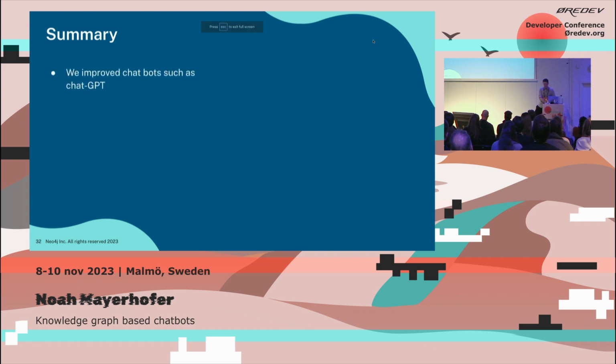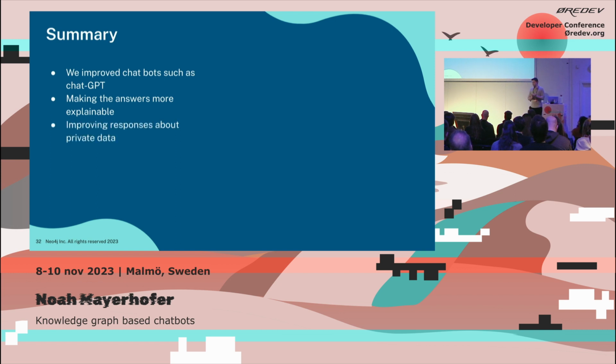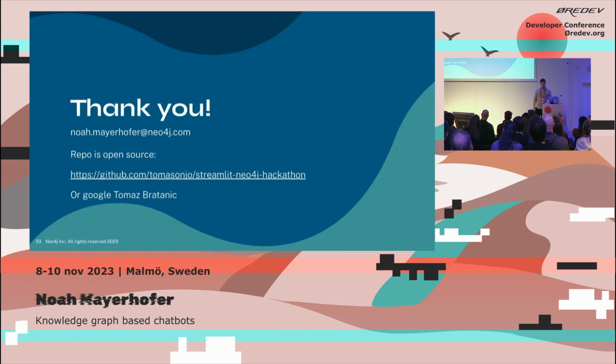So to summarize, we improved chatbots such as ChatGPT. We made the answers more explainable since we provide what data we give the chatbot. It doesn't come up with the information from its original training. We improve responses about private data since we can connect any data source to it really, and it doesn't just know about public data.